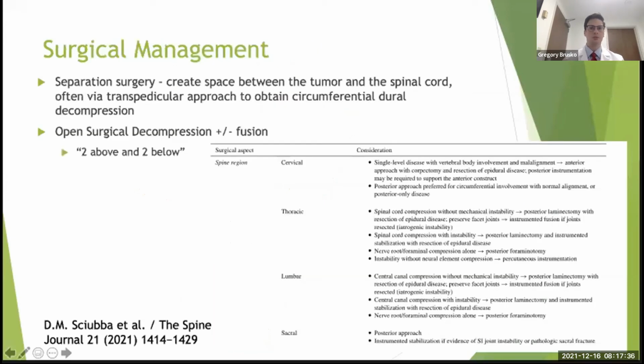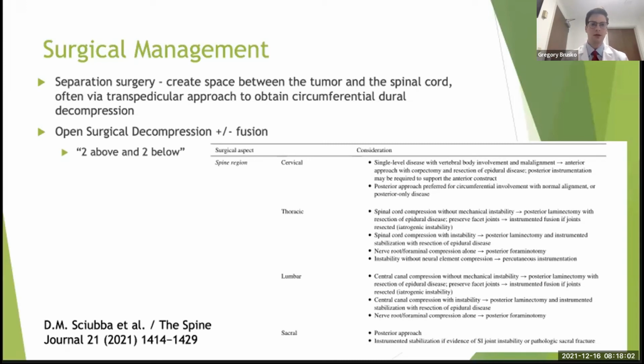Then, of course, there's surgical management for these lesions. Separation surgery tends to be the mainstay today. It creates space between the tumor and the spinal cord, often via a transpedicular approach to obtain circumferential dural decompression, and is a combination of generally open surgical decompression with or without fusion, with the common 2 above, 2 below rule for instrumenting these types of injuries.